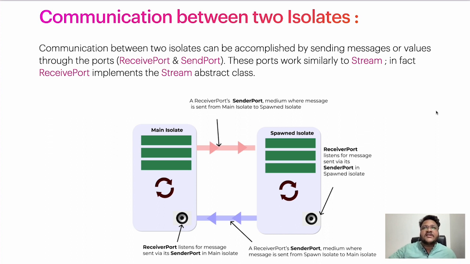When the main isolate is creating the new isolate, it sends one end of the pipe to that isolate, which is the send port. The main isolate is sending its send port to the new isolate so that the main isolate can listen through its receive port. So the main isolate's receive port is there, but its send port is sent to the newly created isolate, and the newly created isolate can send data using that send port, and the receive port will listen to that data.